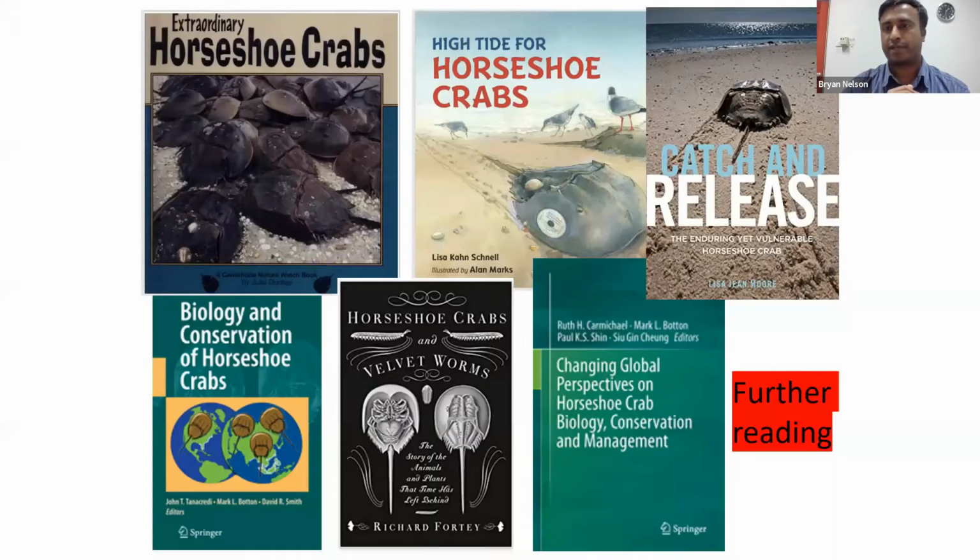So these are a few articles. The ones in green are published by our group, our IUCN Horseshoe Crab group. And then we have a little bit more by a few people who have learned from the experts, and then they write out their experiences. So these are the further readings that are highly recommended.